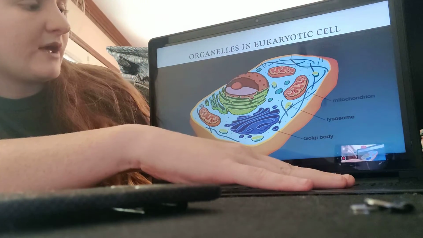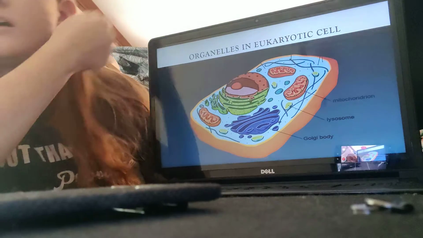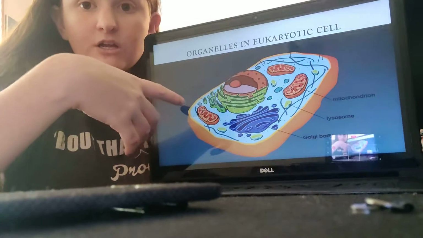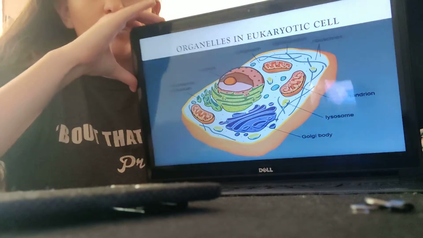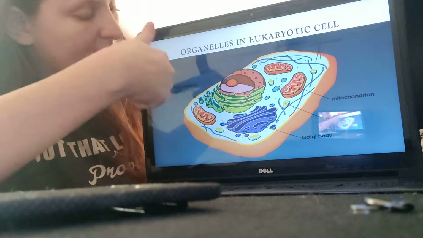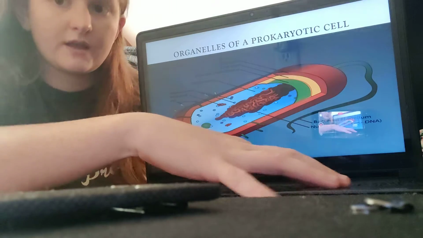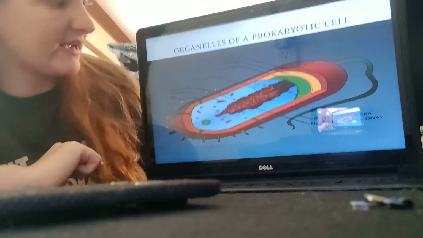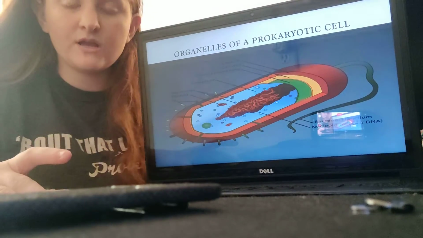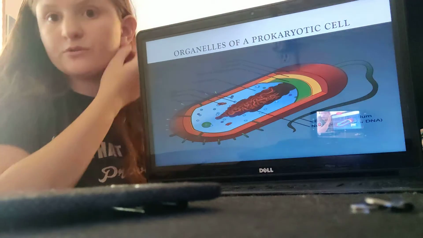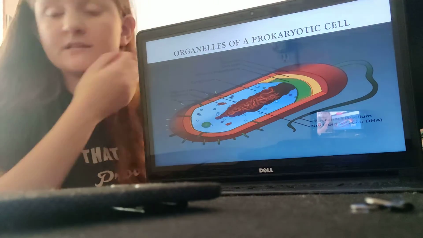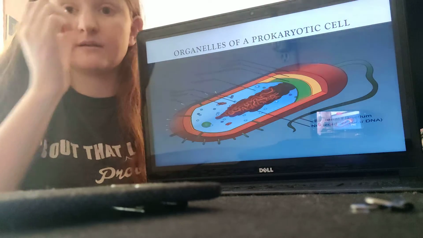And then I'm going to show them an example of a eukaryotic cell here. This cell just shows all the organelles, what they look like, where they are, and what their names are. And then the next slide, I have the same exact thing, but this is for a prokaryotic cell. I thought that these were really good because it can show students what they look like before we really get into discussing the names and the jobs.